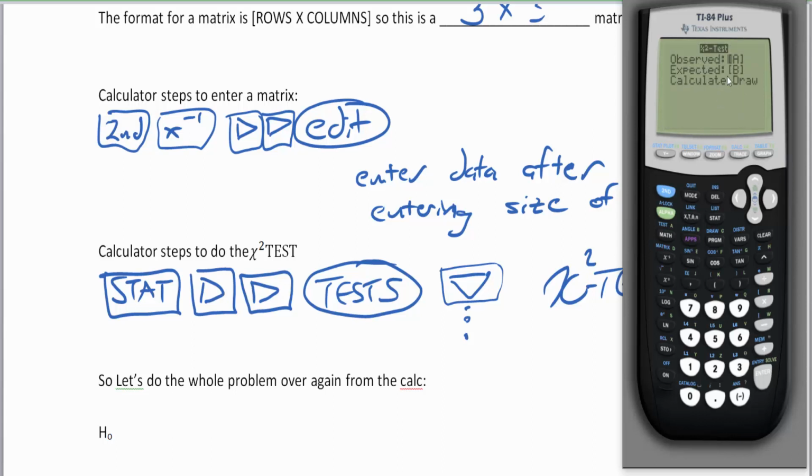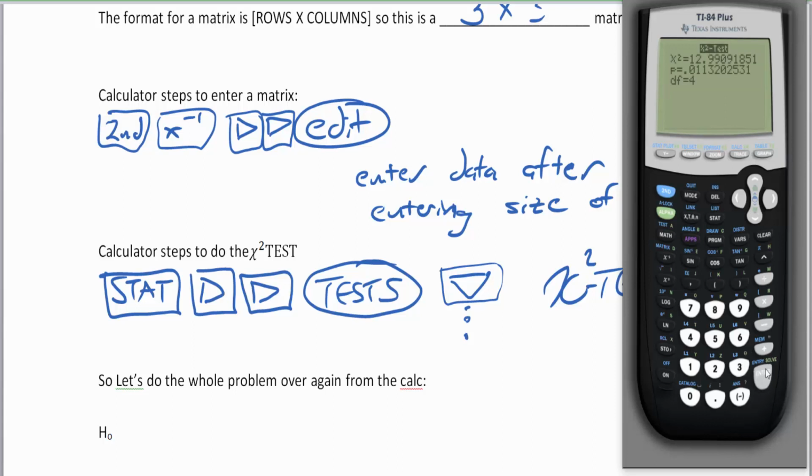Okay, so the observed is in A. That's where you typed your matrix. Now the expected is in B. Now remember making that expected matrix on the previous page? Took a long time, didn't it? Well, don't worry about it. Just push your cursor down to calculate, and let's hit enter and see what we get.